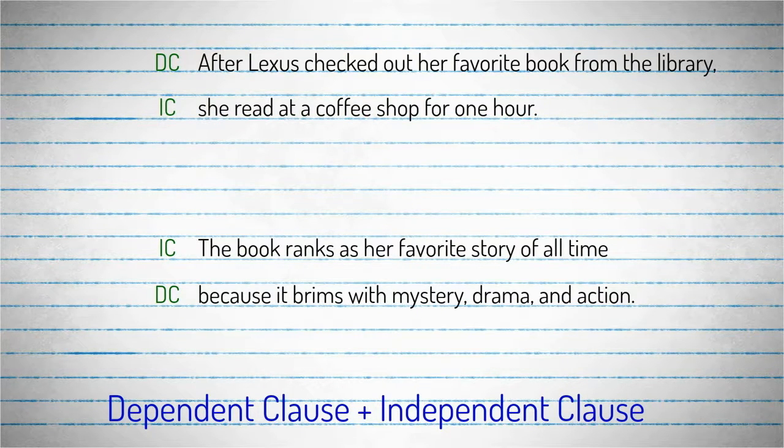Notice when the dependent clause appears first, we place a comma between the two clauses. When the dependent clause appears second, however, we do not separate the two parts with a comma.